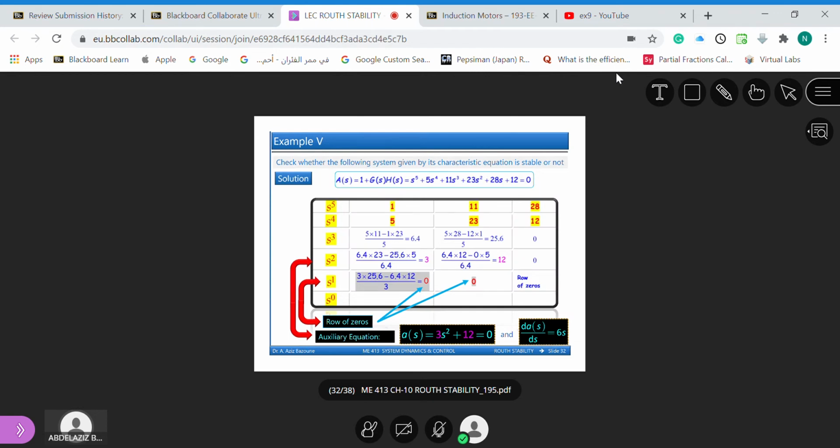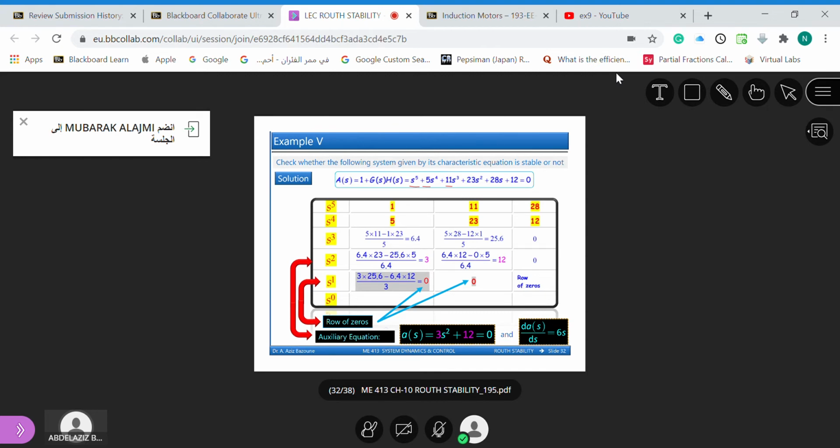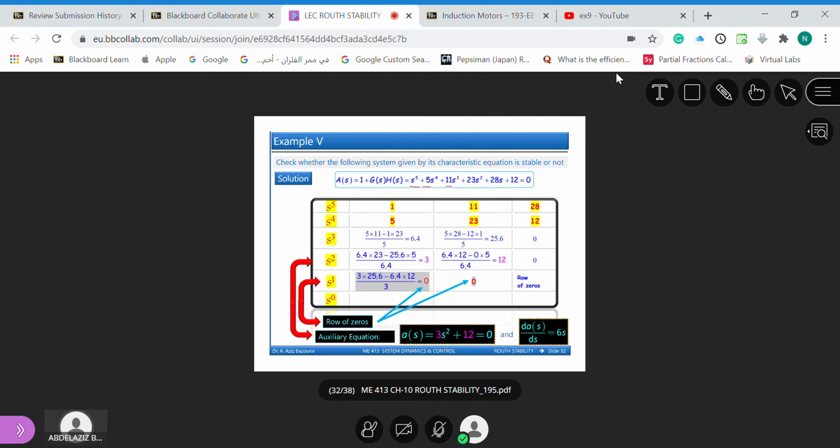Here, شباب, we have this example: s to the power 5 plus 5s to the power 4 plus 11s cubed plus 23s squared plus 28s plus 12 is equal to 0. When we construct the routh array, for s to the power 5 we have 1, 11, and 28. For s to the power 4, we have 5, 23, and 12.